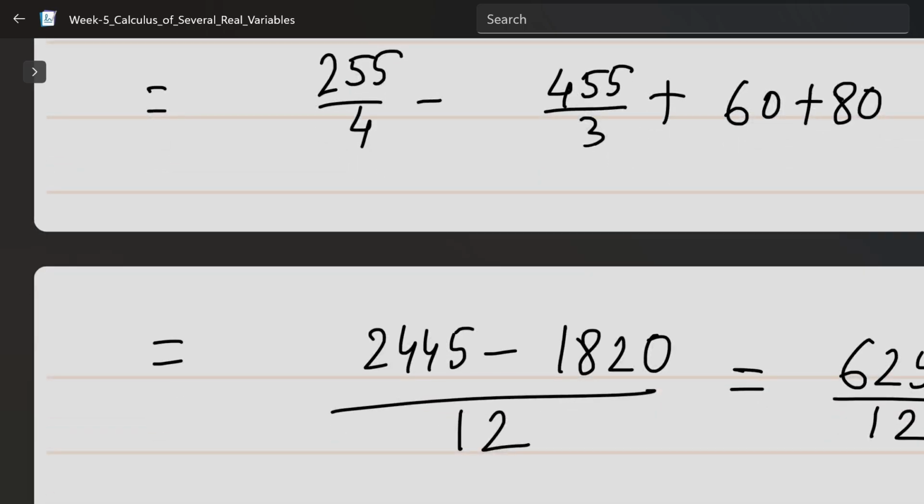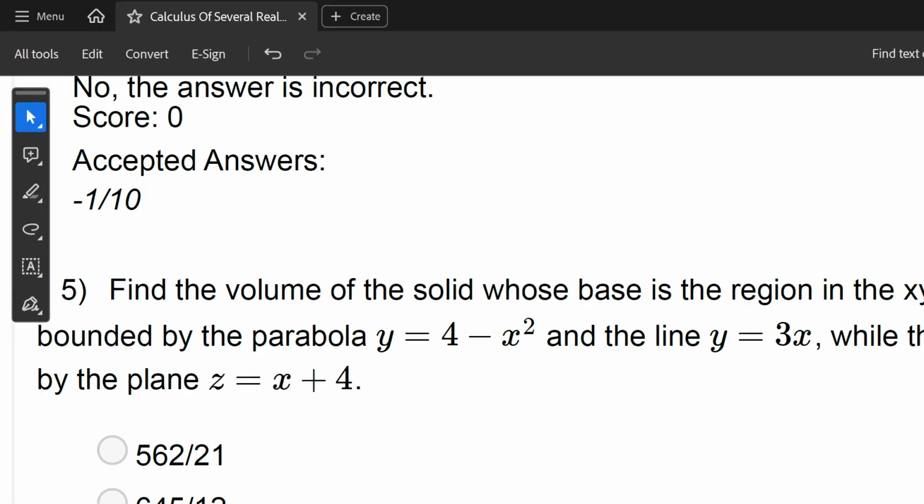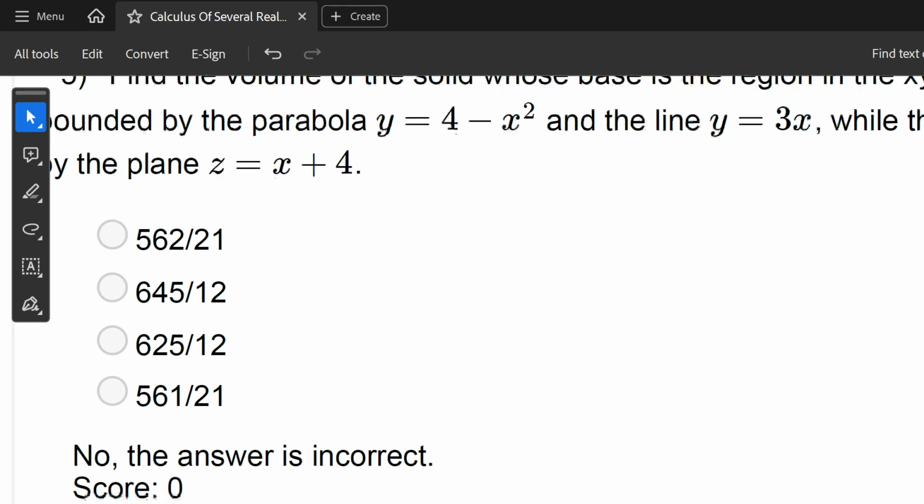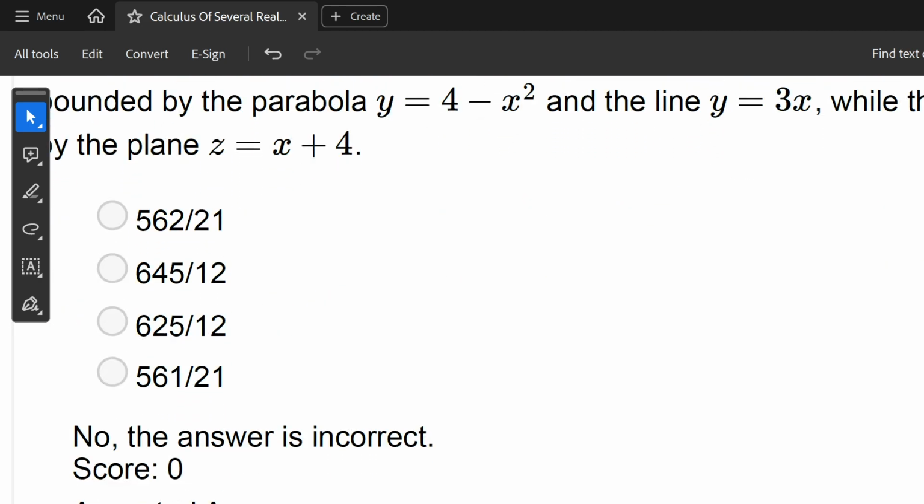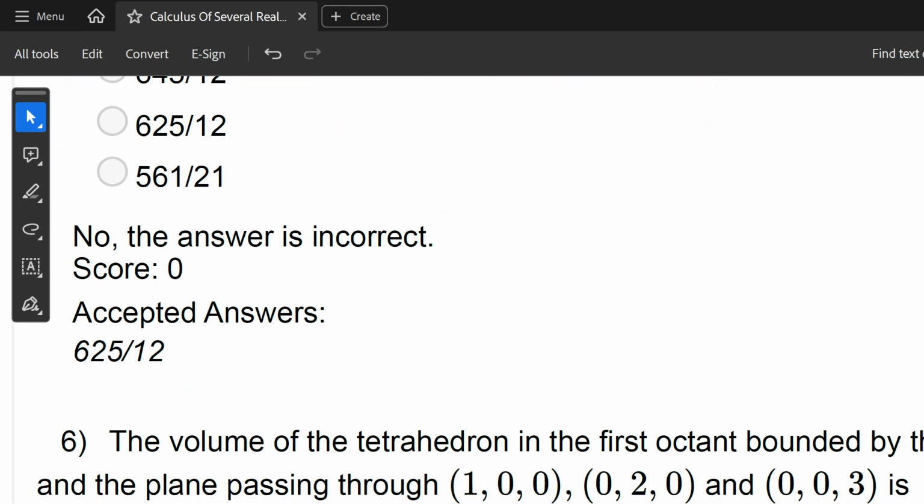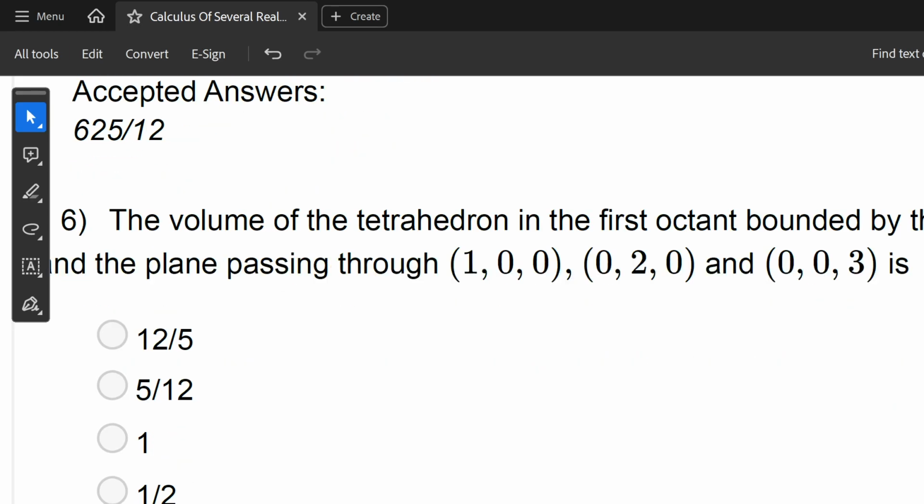I will show you the answer. So it is 625 by 12. That is option C, if you can see these options. Yeah, so it is correct. Okay, so I will move to the next one. So it is again a volume. Every time it is volume.